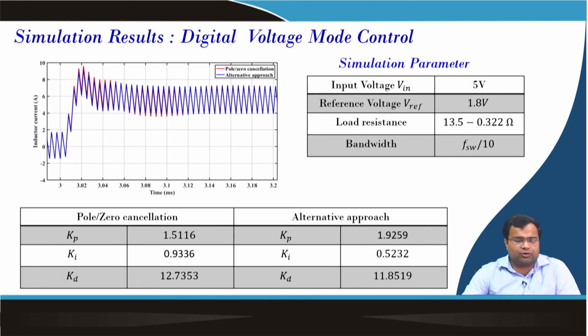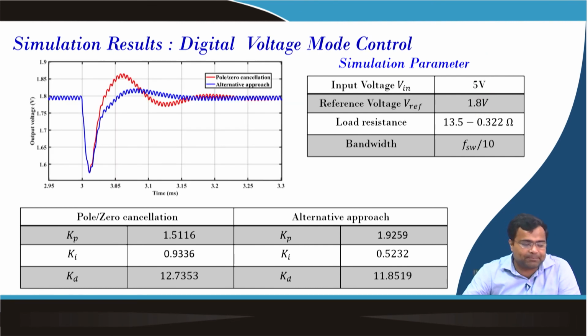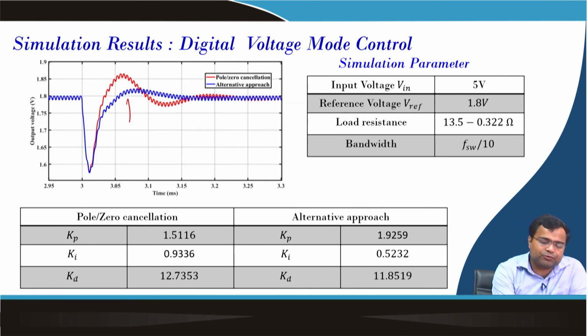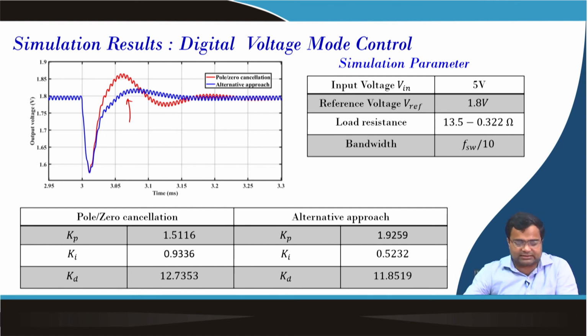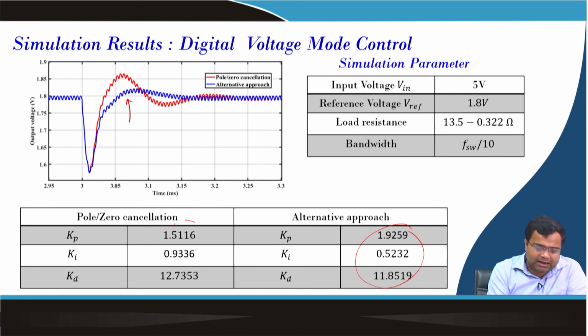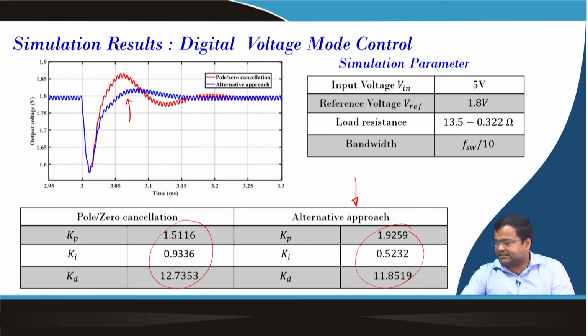Now, let us show another case study, where the input voltage is now 5 volt and the reference voltage is 1.8 volt, and we kept the same load resistance of the buck converter. In this case the load step size will be 1.8 times, that means 5.4 ampere delta I0, and this is the load transient response in both approaches, and you can see the alternative approach is much superior to the pole zero cancellation, and these are the design parameters. We will be using these parameters, particularly for the alternative approach, for the experimental case study.